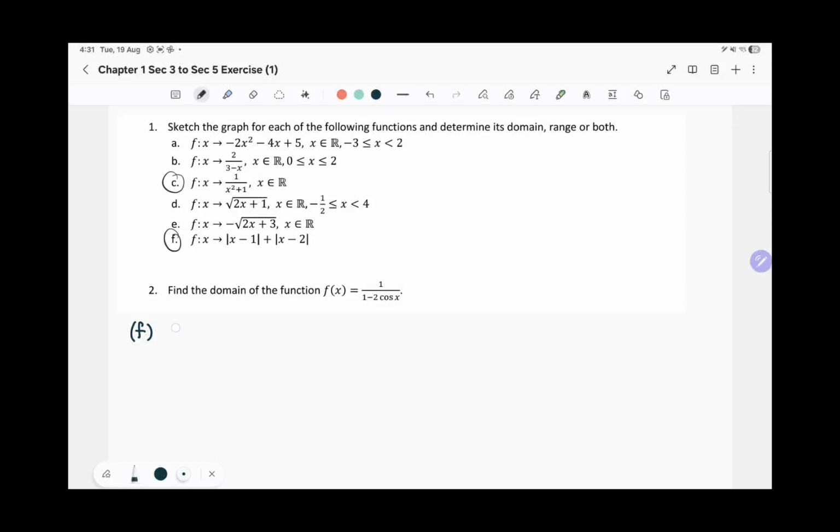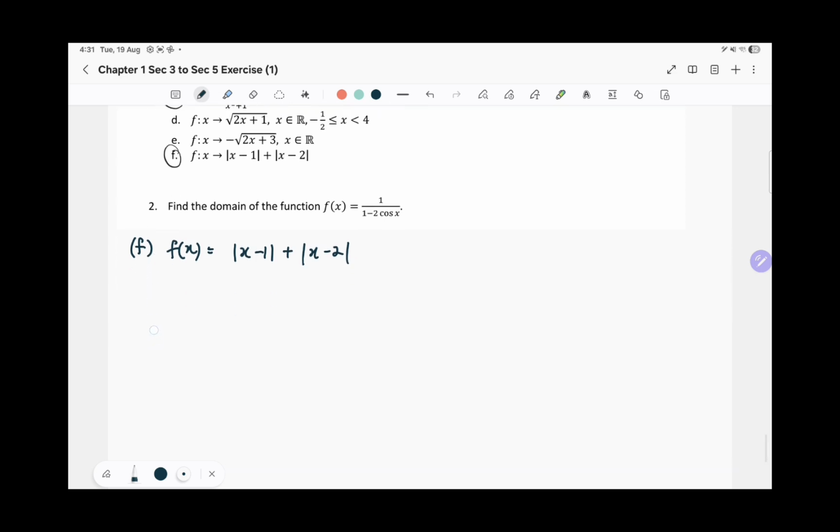Question 1f, function f(x) is equal to this plus this. Okay, you see, this is a modulus function. This is also a modulus function. So we have the sum of two modulus functions, and we know a modulus function is piecewise. So when you sum two piecewise functions together, of course you end up with a piecewise function.